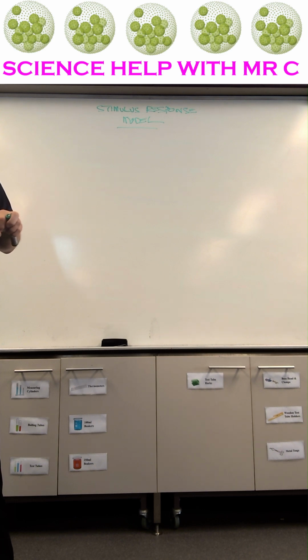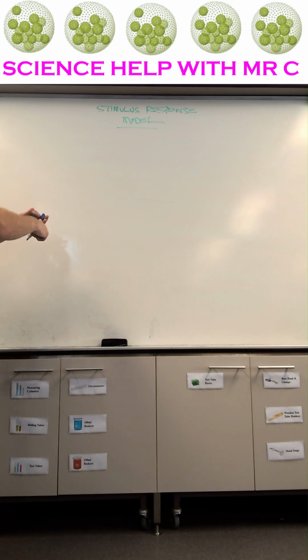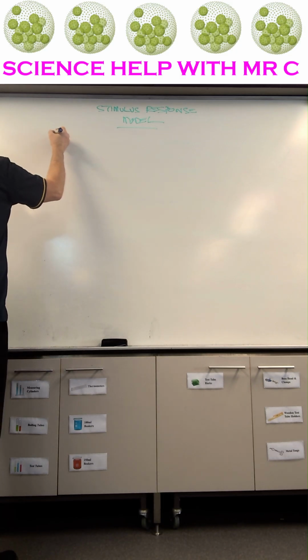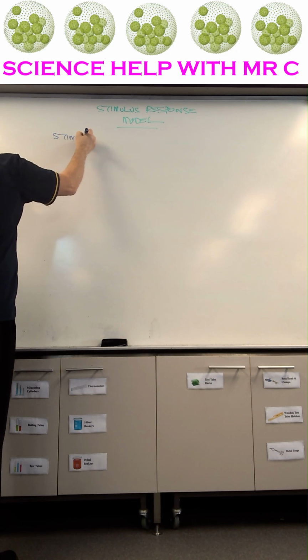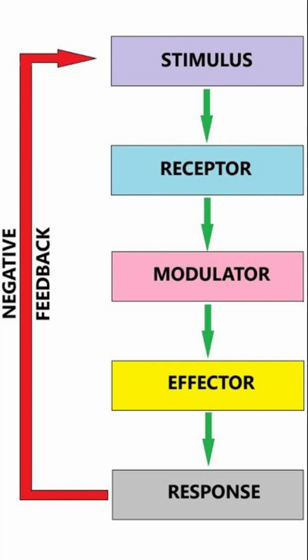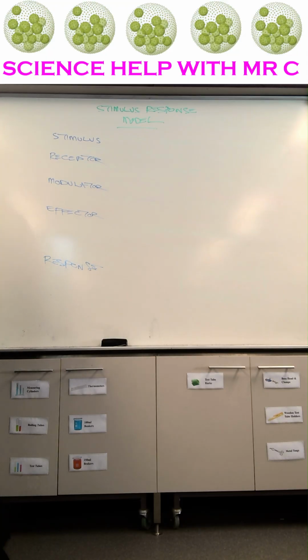The stimulus-response model is how the body maintains homeostasis. And it has the stimulus, the receptor, the modulator, the effector, and the response. Okay?